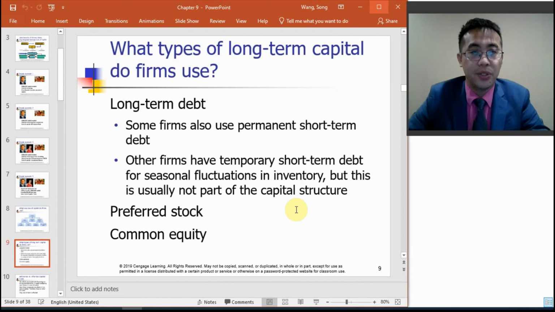And for the companies using long-term capital, they issue long-term debt, and some of them prefer short-term debt, and some have a temporary short-term debt for seasonal fluctuations in inventory. So if the company falls short in the inventory or in cash, then they will need to borrow in the short run, depending on the timing of the business. So if that is the case, then this kind of financing, short-term debt financing, usually is not part of the capital structure.